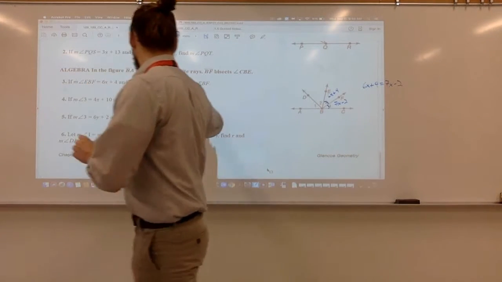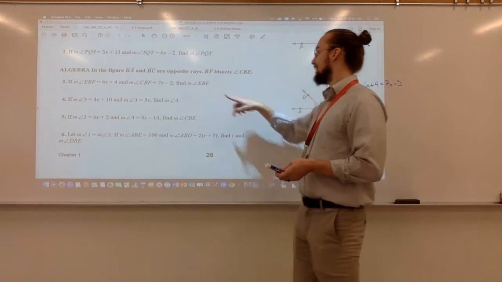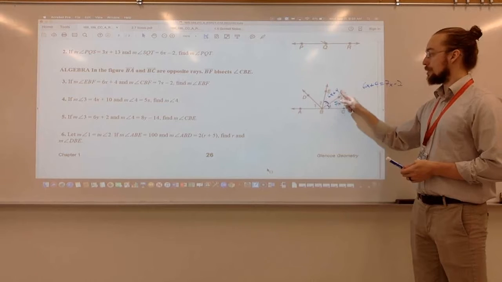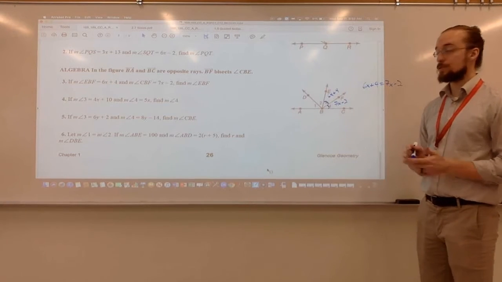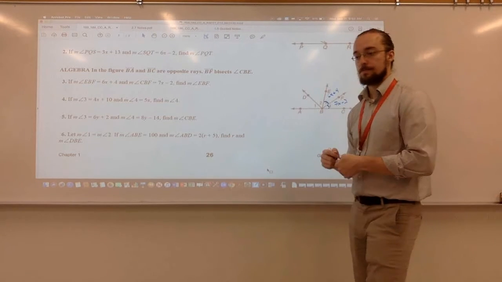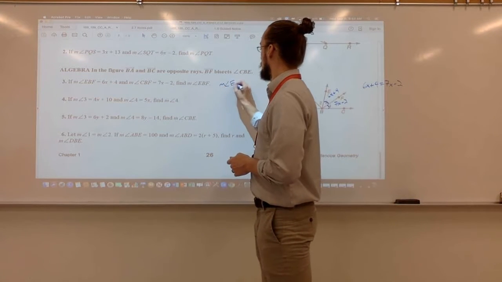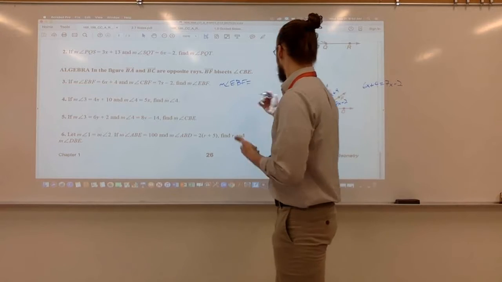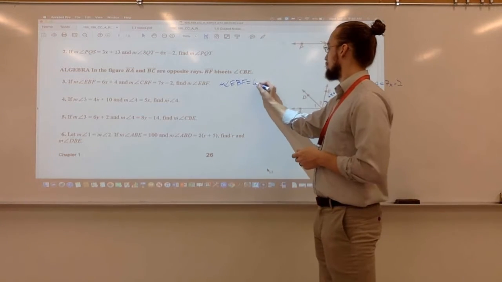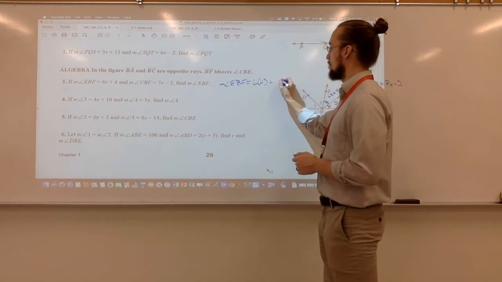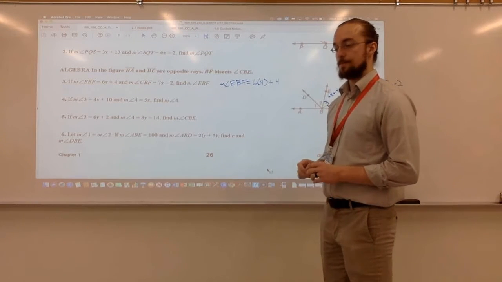Okay, well, in this one it says we want to find EBF. So in this case, we have an expression for EBF, right? It's 6x plus 4. So what'd you get for x? You're just going to take that expression and plug 4 in place of x. So we'll have 6 times 4 instead of the x plus 4. Like that.